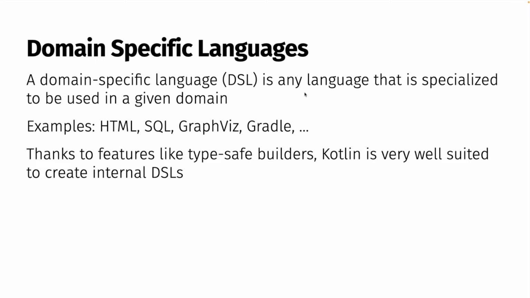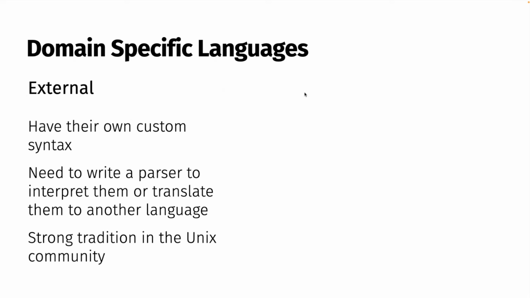Okay, so Kotlin, for the features that we saw before, is very well suited to create something that is called an internal DSL. So what is really an internal DSL? DSLs can be separated into two categories, which are external DSLs and internal DSLs. External DSLs have their own custom syntax. You need to write a parser to interpret the DSL or to translate it into some other compiled language that then you can run. And there is a strong tradition in the Unix community to create these external DSLs.